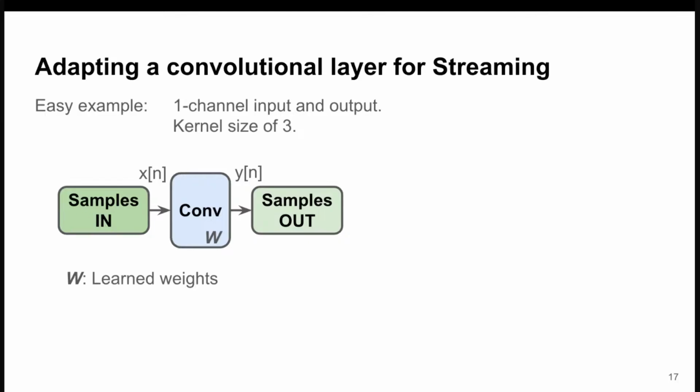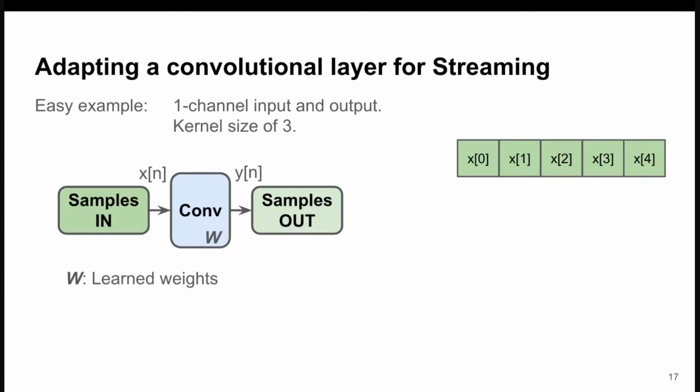A convolutional layer can be seen as the equivalent of an FIR filter. In this very simple example, we have an audio channel, a one-channel input, and a one-channel output, and a convolutional layer with a kernel size of 3. That means the FIR filter of this convolutional layer has a length of 3. The impulse response of this FIR filter is n equals 3. So we have an input xn, a learned set of weights, and an output.